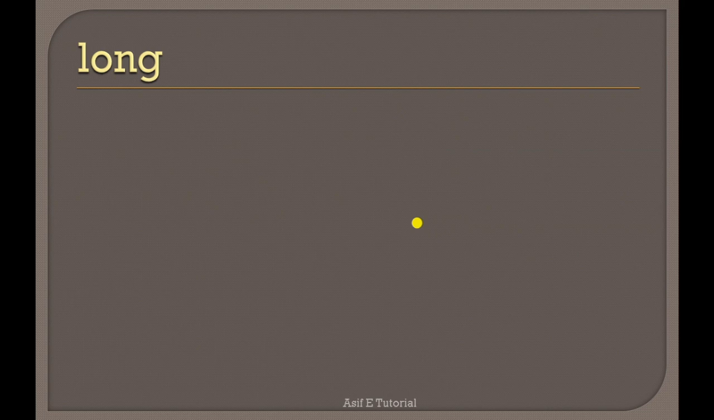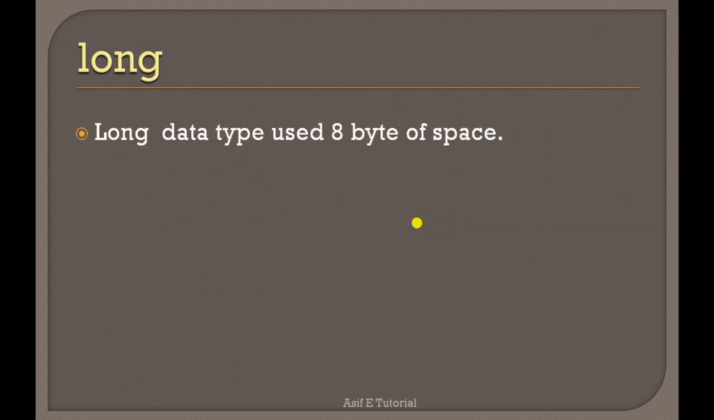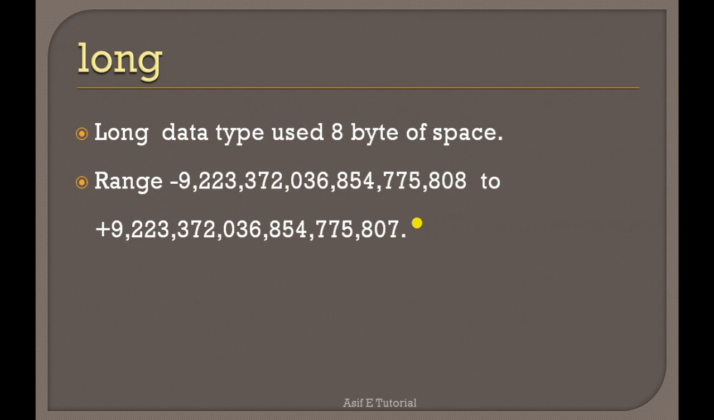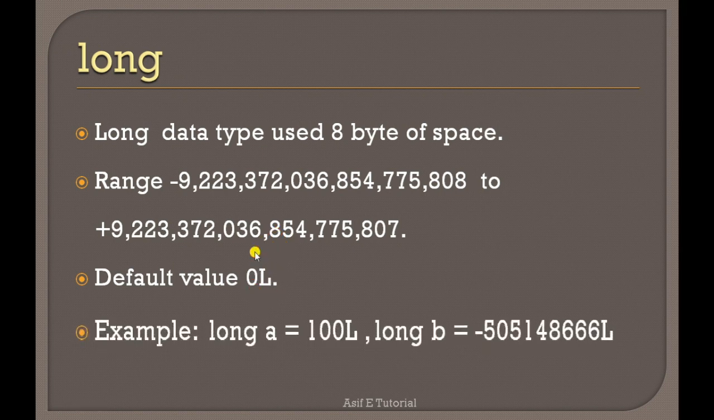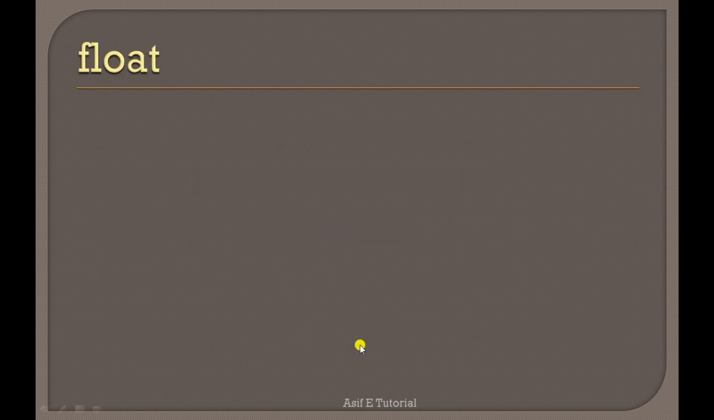If we have a very long number, then we will go with the long data type. This data type uses 8 bytes of space. The range is this. You can see a very large number we can store in the long data type. Default value is 0L. L means long. Example, long a = 100L. Why we write L? Whenever we use long data type, we have to write L with the values. Otherwise, the compiler will consider it as an int value.